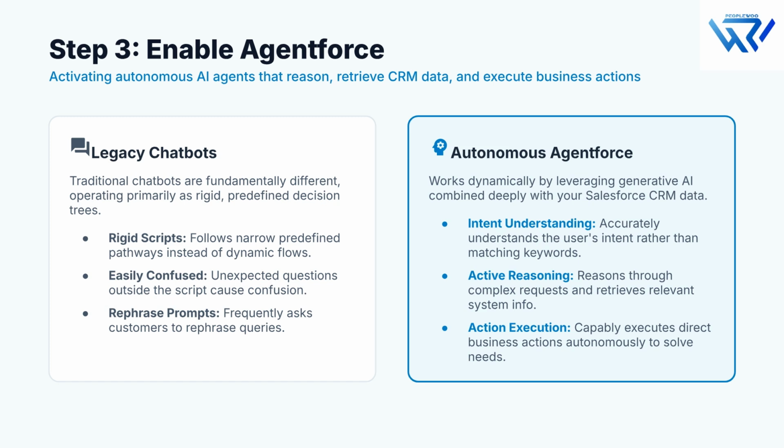Step 3. Enable Agentforce. Now let's talk about Agentforce. Many people confuse Agentforce with traditional chatbots, but they are fundamentally different. Traditional chatbots operate like decision trees. They follow predefined scripts. If a customer asks an unexpected question, the chatbot usually gets confused or asks the customer to rephrase. Agentforce works differently. It uses generative AI together with Salesforce data. Instead of following a rigid flow, it understands customer intent, reasons through the request, retrieves relevant Salesforce information, and can even execute business actions. That's why Salesforce calls them autonomous AI agents, rather than chatbots.